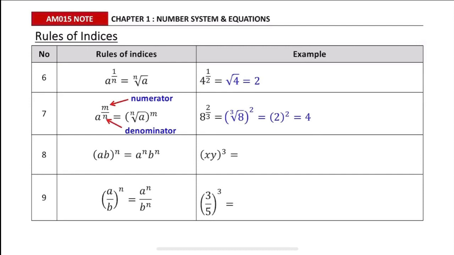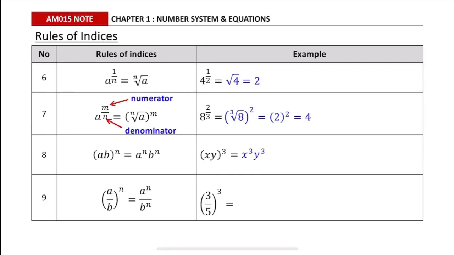The next rule is when the base is a multiplication of two different terms, a and b. The power n can be distributed to both bases and equals a to the power of n multiplied by b to the power of n. For example, xy cubed equals x cubed y cubed.